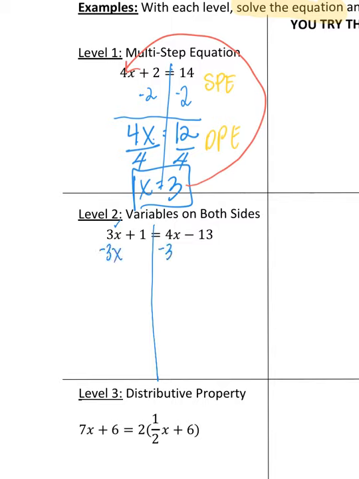We're going to subtract 3x. What allowed us to do that? Well, simply the subtraction property of equality. Moving right along, 4x minus 3x is x, equals x minus 13. Add 13. Add 13. We get 14. What allowed us to do that?